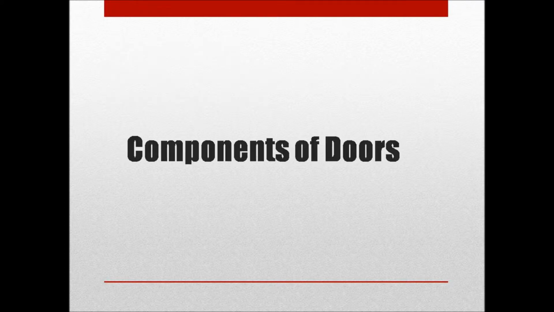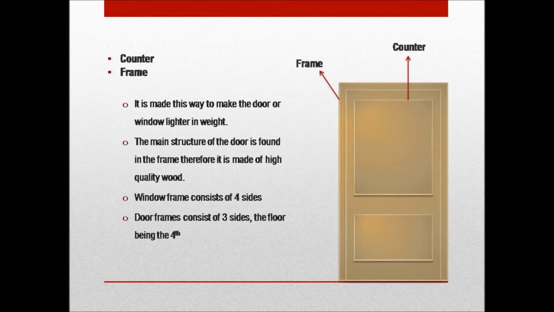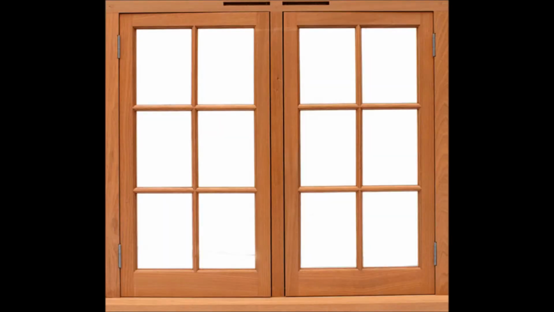Now we'll move on to the components of doors. There are two major components, a counter and a frame. It's made this way to make the door or window lighter in weight. The main structure of the door is found in the frame, therefore it's made of high quality wood. The door frames consist of 3 sides, and the floor being the 4th, while the window frame consists of 4 sides.